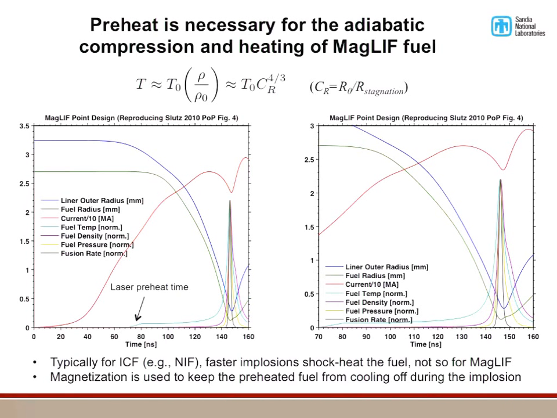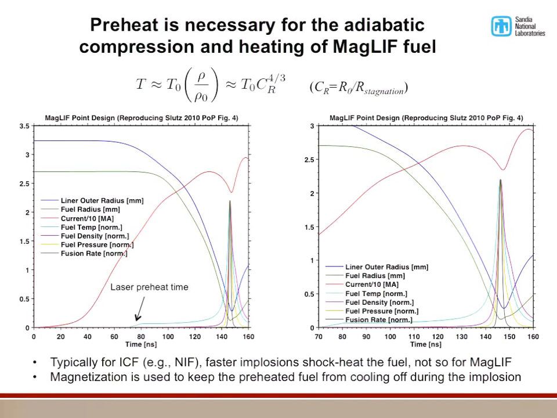And now the other thing is you see this preheat turns on and the fuel stays hot, and then it continues to get hot instead of just cooling off back to zero. What keeps it from cooling off back to zero, because it can just conduct to a cold liner wall, is the fact that we're going to apply that BZ field that we talked about earlier, which is axial magnetization.